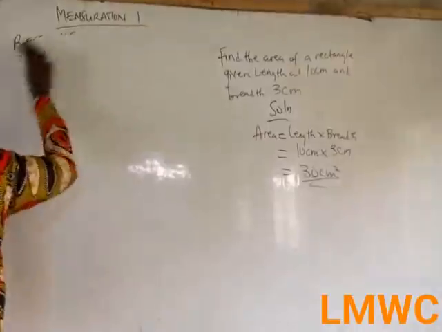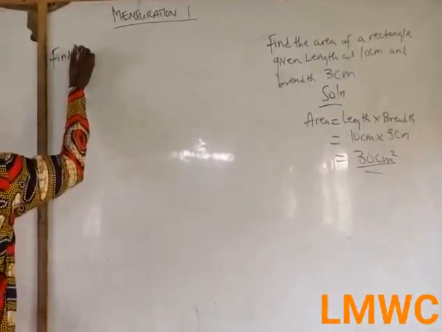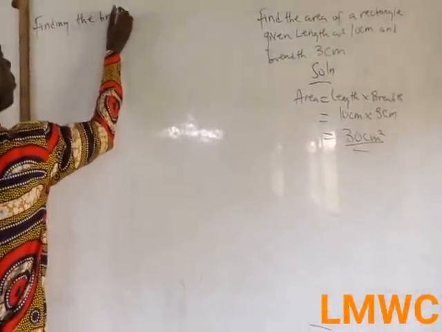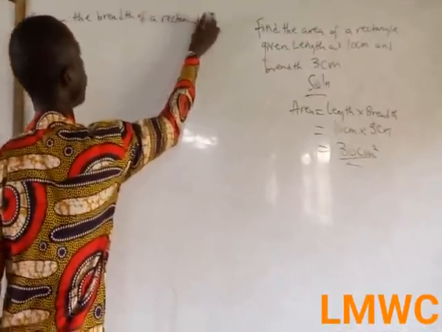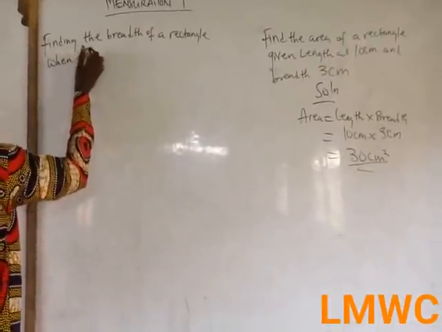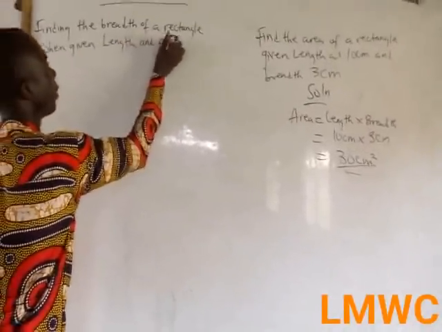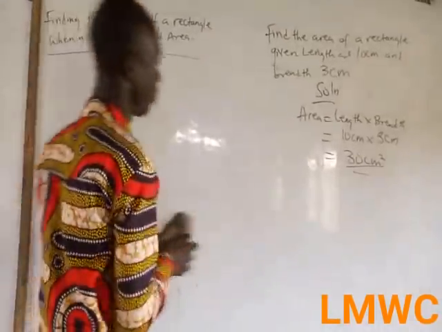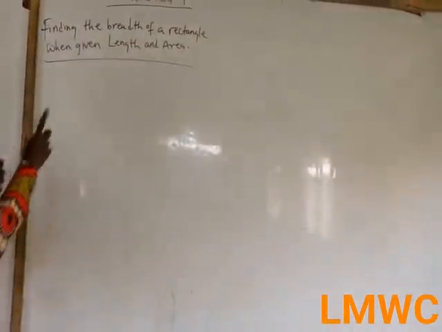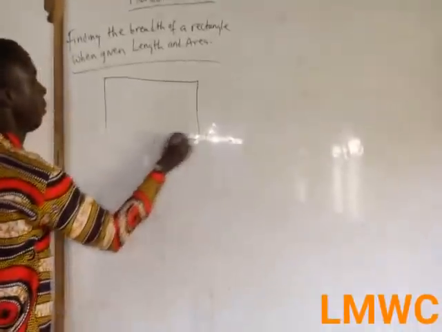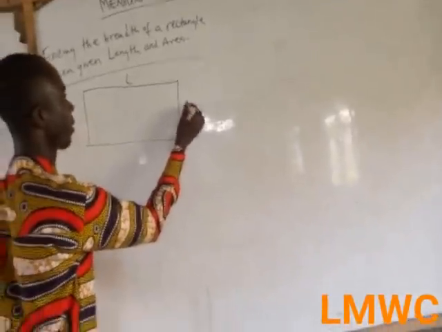So our next heading, finding the breadth of a rectangle when given length and area. So this time, they will give you only this portion. They won't give you this.